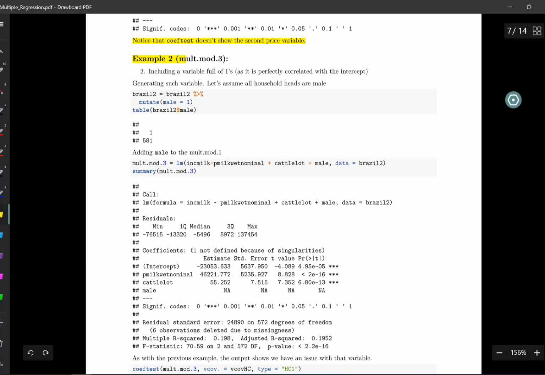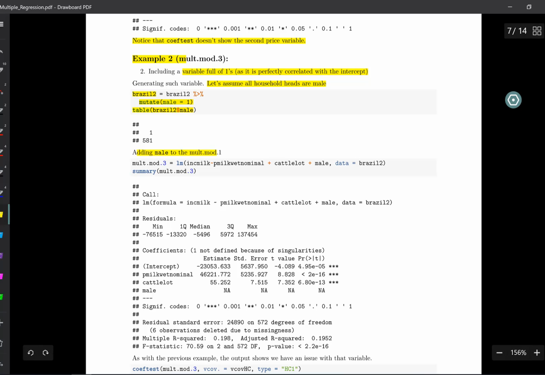Example number 2 is going to include a variable full of ones. Why? Because that's going to be perfectly correlated with our intercept. I'm just going to generate such a variable, so I'm going to assume that all household heads are male. This is a strong assumption. It may not be realistic, but for the purpose of explaining this possible issue with perfect multicollinearity, I'm creating this variable. So within Brazil 2, I use mutate to generate a variable named male that takes a value of 1 for every household. And I can check that. If I do table, I find that I have 581 ones.